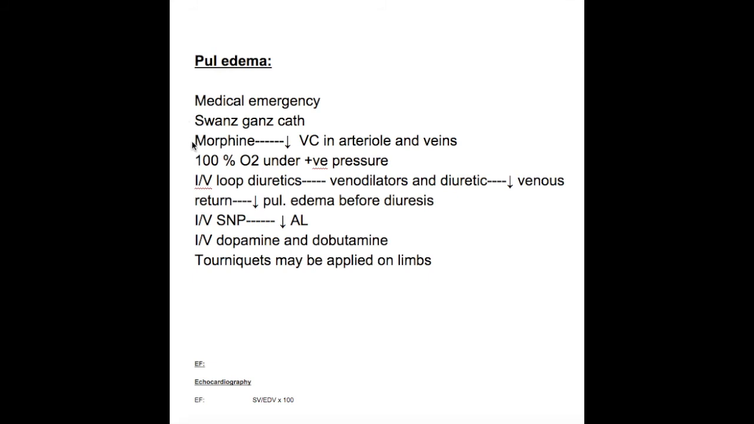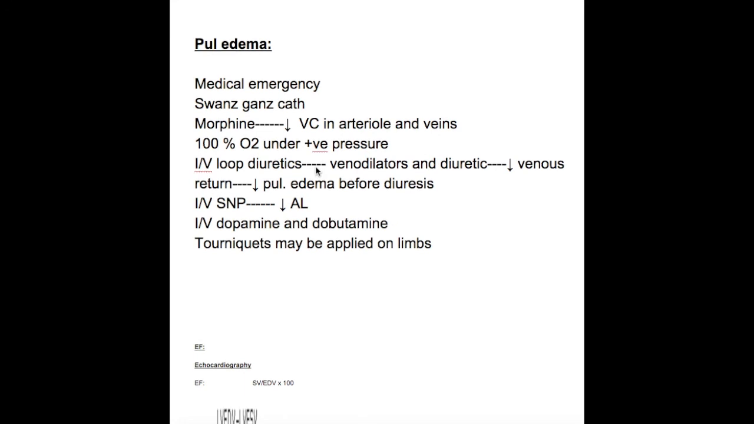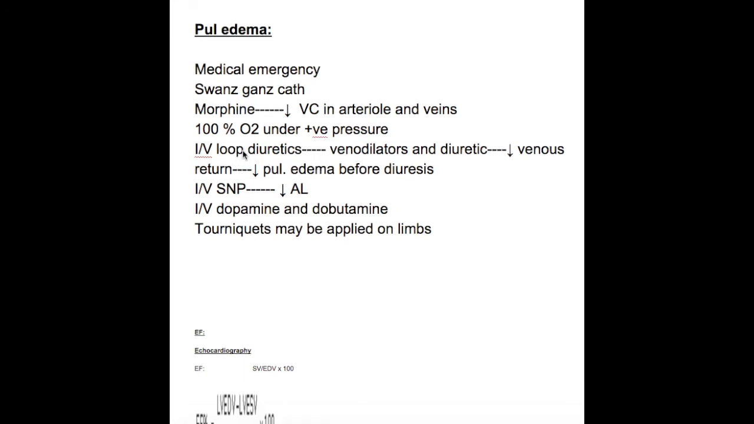Why do you use morphine in pulmonary edema? It decreases the vasoconstriction in the arterioles and in veins. So it's an arterial dilator and a venous dilator. 100% oxygen under positive pressure is used in pulmonary edema. The next important thing used is IV loop diuretics. They are venodilators and diuretics. They decrease the venous return and decrease pulmonary edema before diuresis by decreasing the pulmonary capillary wedge pressure.